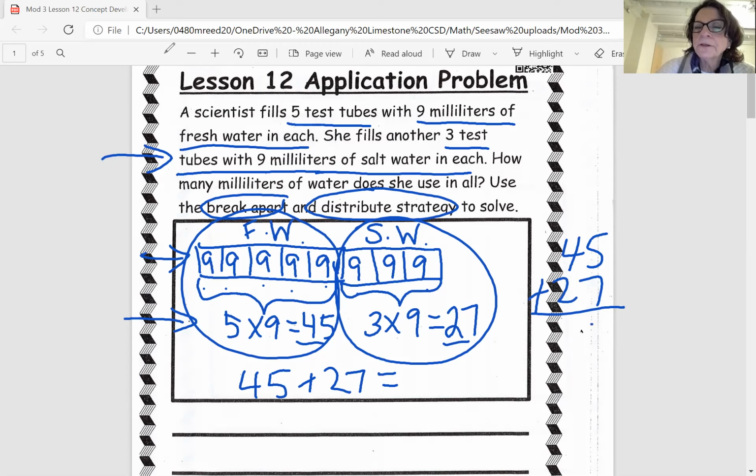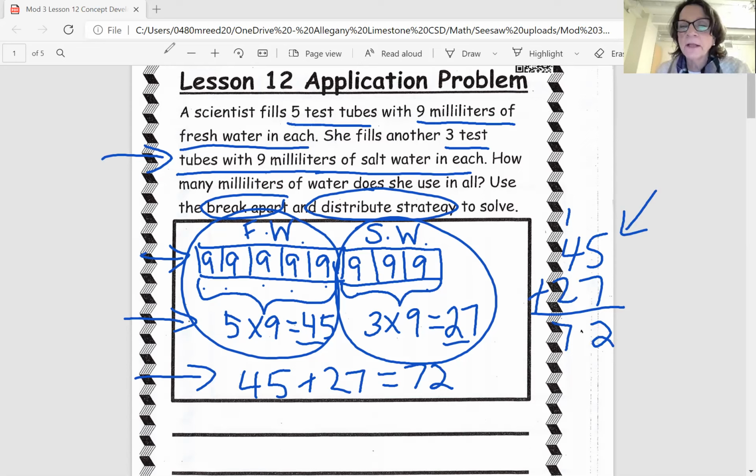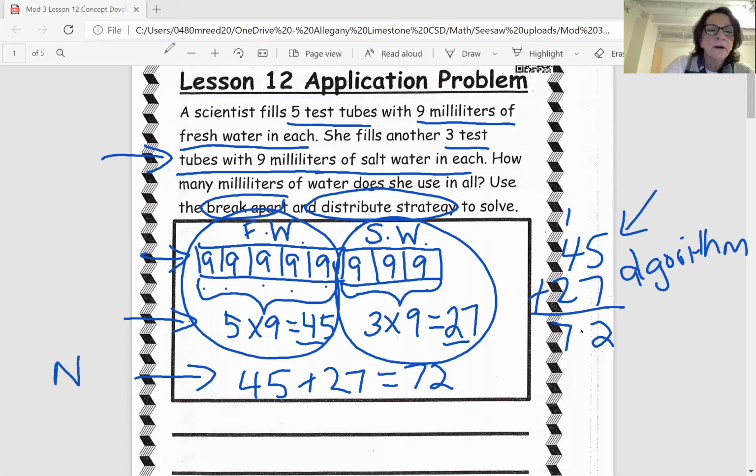Okay, if I add my ones first, I get 12. I have to regroup. 1 plus 4 is 5, plus 2 is 7. My answer is 72. Hopefully you got 72 at home as well. Remember, this is required. It's the number sentence. Do you need this? Well, probably you do in order to actually arrive at your answer. This is called an algorithm, okay? So if you do it and you just write the algorithm, you're not going to get full credit because you forgot your number sentence. Most of the time we need both, a number sentence and an algorithm.